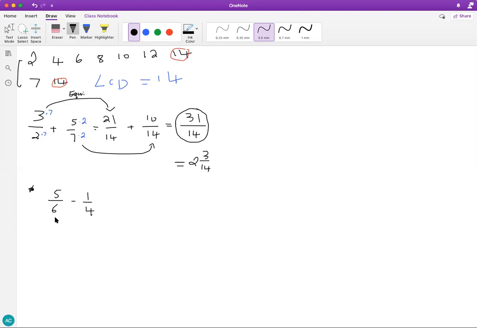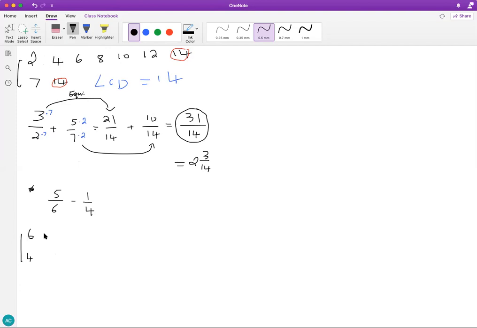So always try to find the least. It will make the calculation faster and easier with smaller numbers. If you can't see that it's 12, here's how we do it again. We're going to do the multiples. Take the first denominator, take the second one, and basically do multiples of them.